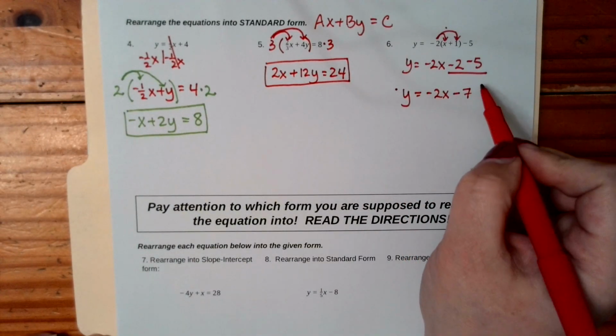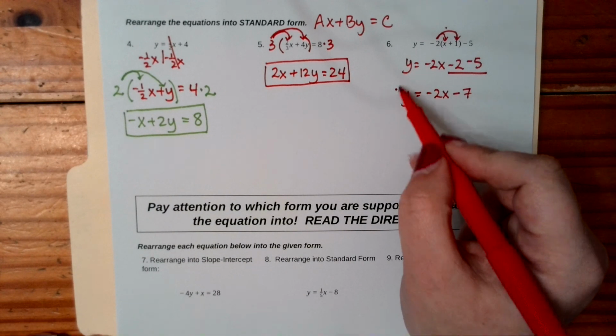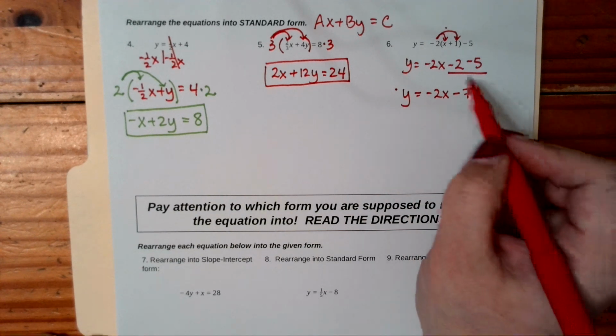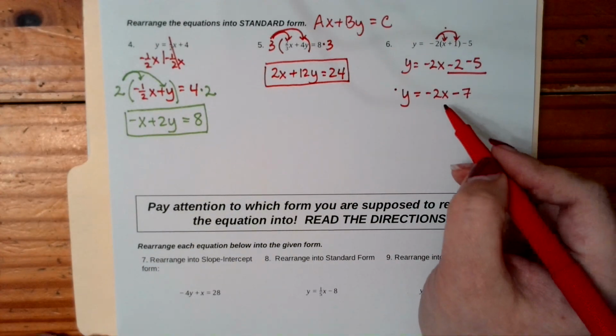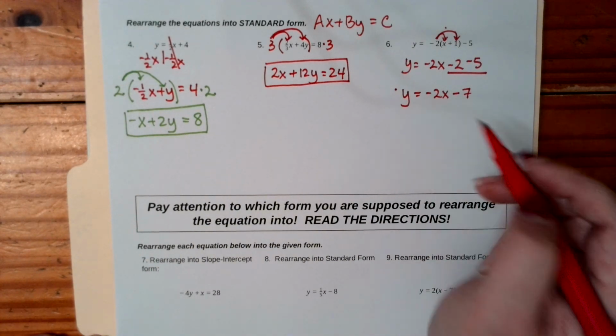Now, if I were stopping at slope-intercept form, I'd be good, right? But I don't want it to be in slope-intercept form. I want it to be in standard form. So in order to make that happen, I need the x and the y to be on the same side.